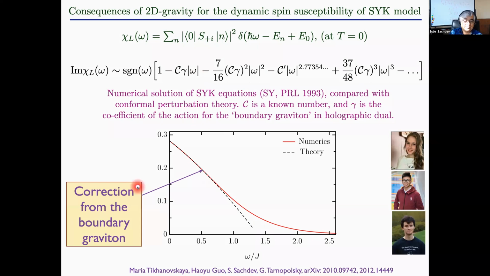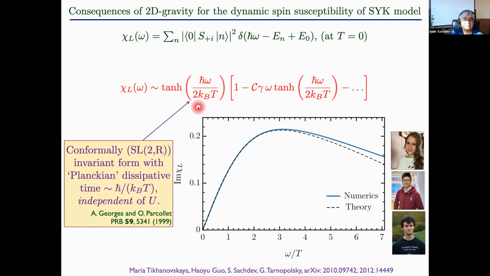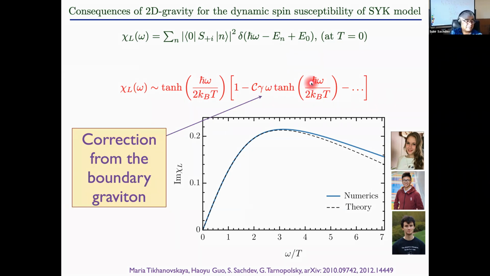Okay. We can also do this at finite temperature. And if we just take the first 2 terms, the leading term, which is sine omega, becomes tanh. And this is a consequence of the conformal invariance, first noted by Georges and Parcollet. And what is very exciting about this observation is that the natural frequency scale is temperature, and it's totally independent of U. These days, it's sometimes called the Planckian dissipation. And then the correction also has a universal dependence that you can work out. That's the boundary graviton.